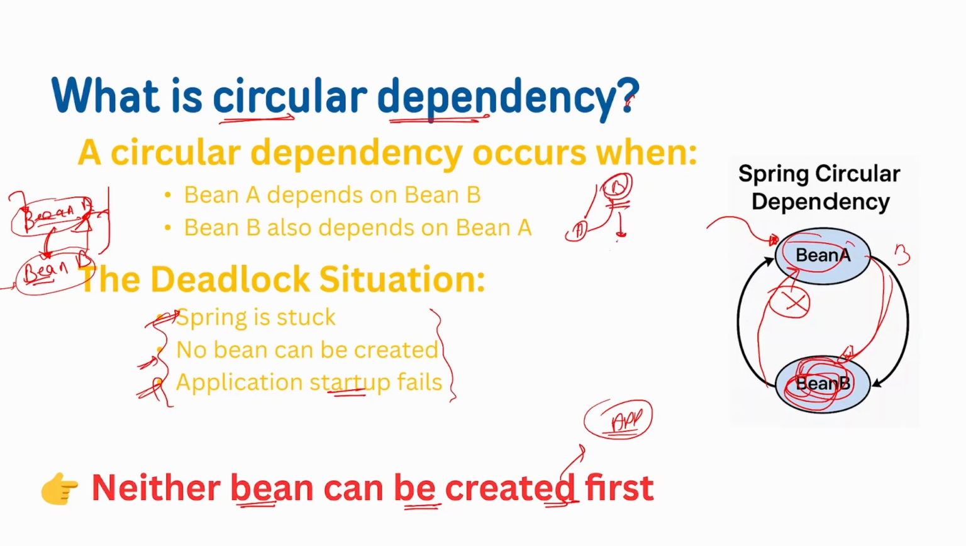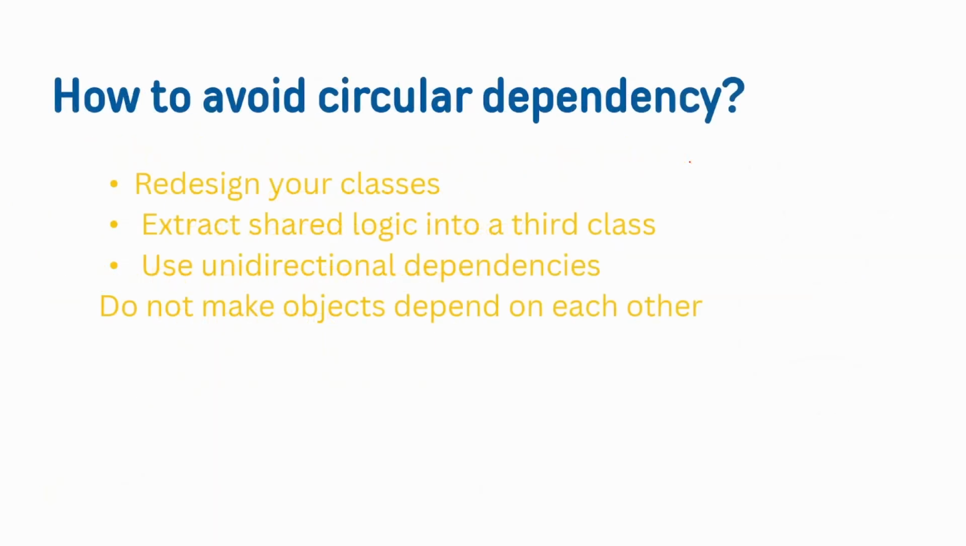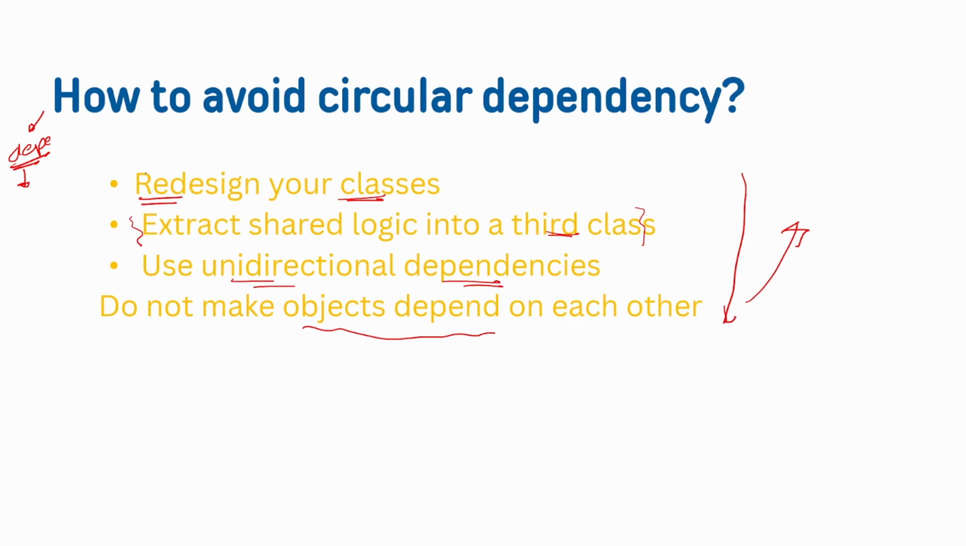Now, how can we avoid the circular dependency? If there are circular dependencies in our project, then we should redesign our classes, because our class design is wrong. And if there is some shared logic, then we should extract that shared logic into a third class and use unidirectional dependencies, like dependencies in one direction, not in the reverse direction. Using these approaches we can avoid circular dependencies.